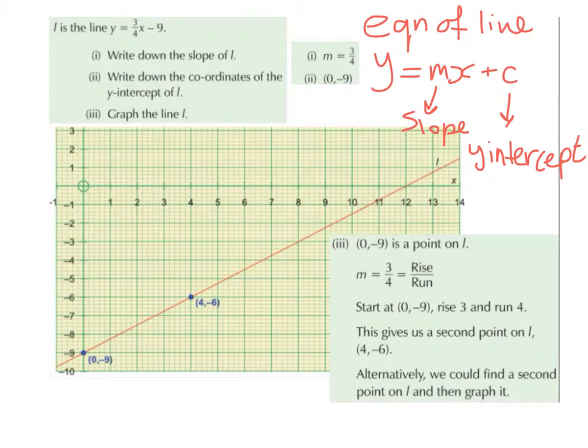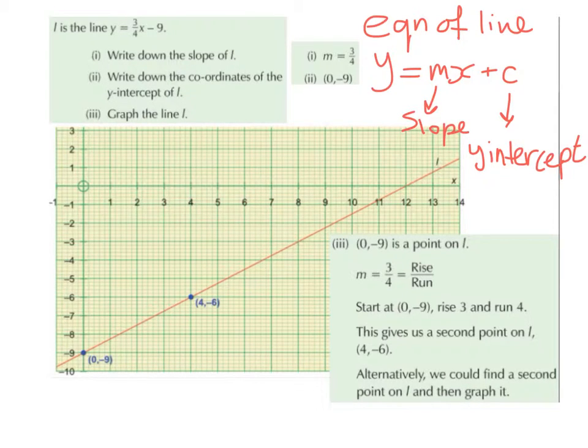So the equation of a straight line is y equals mx plus c, and we have y equals 3/4 x minus 9. Then 3/4, which is stuck onto the x, represents the slope. So m is equal to 3/4. So write down the slope of L: m is equal to 3/4. The slope is 3/4.